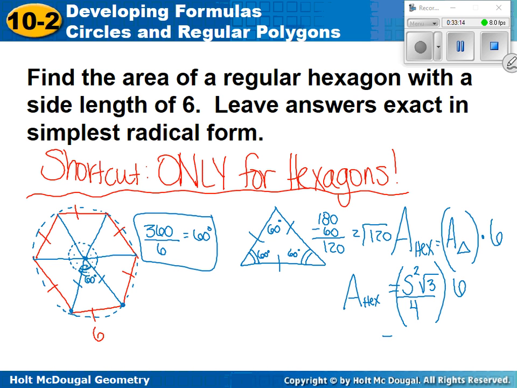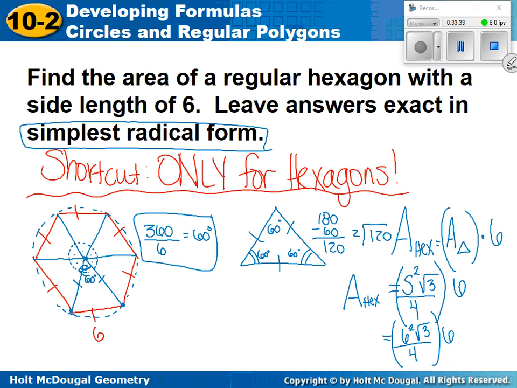What's each side length again? 6. So we're going to plug in 6 here. We have 6 squared times the square root of 3 divided by 4. And then we're going to multiply that triangle times 6 of them. And now we can do the math without our calculator because it says in simplest radical form. So we don't want to round. Treat the square root just like you would an x until the very end. Leave it at the end of your answer.